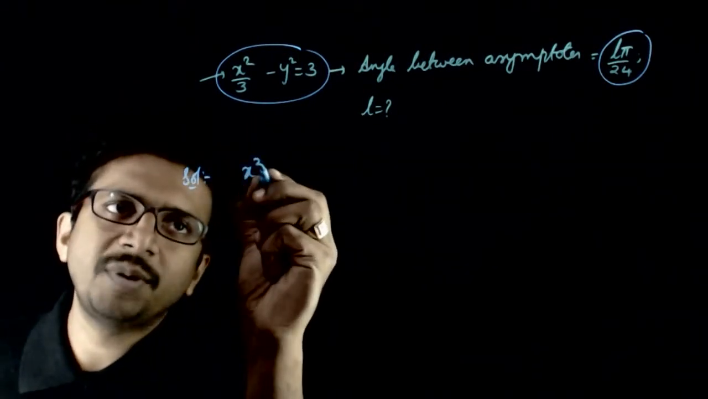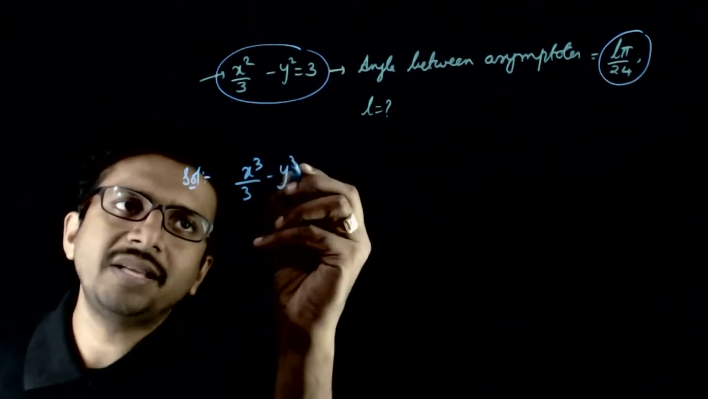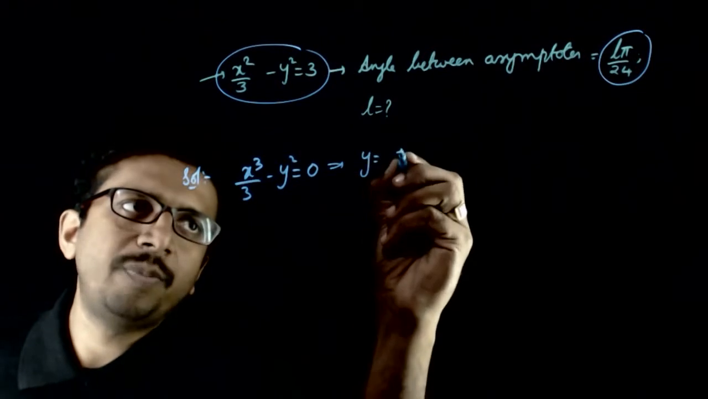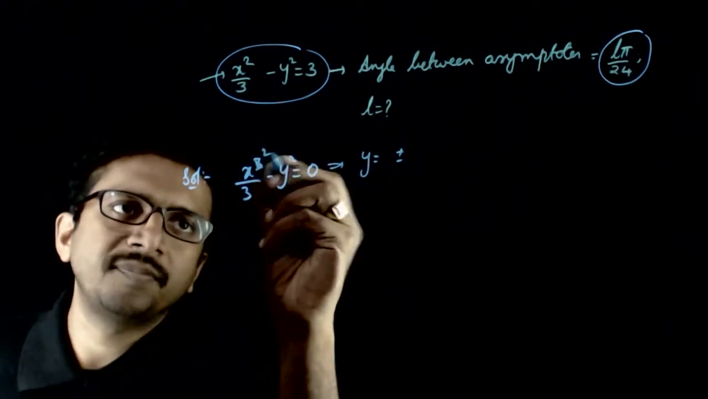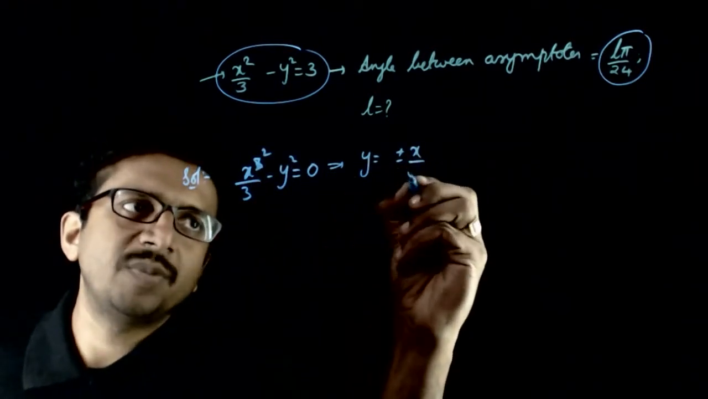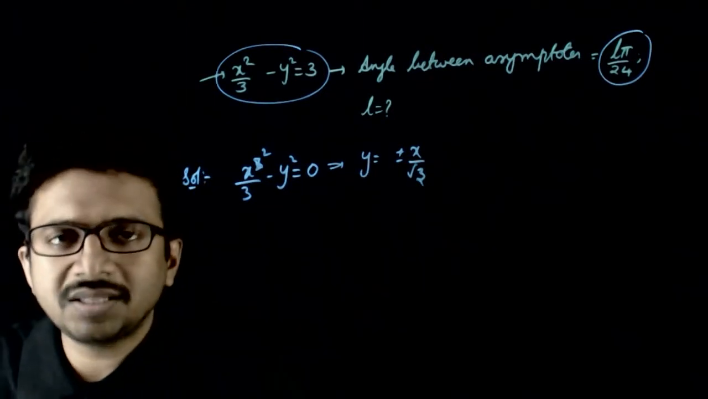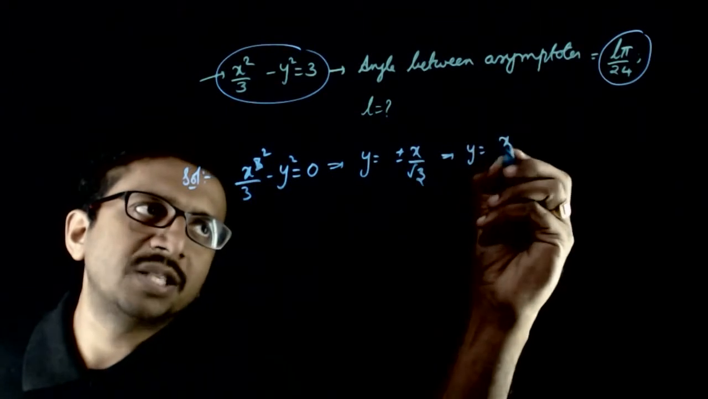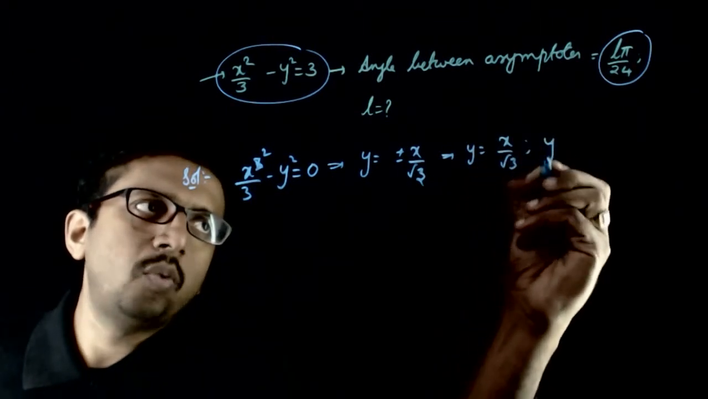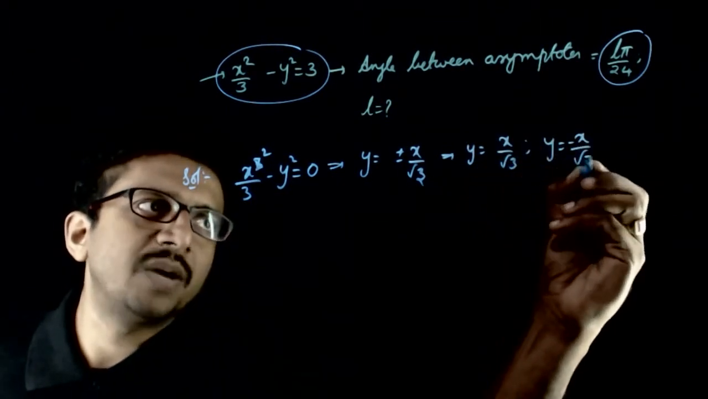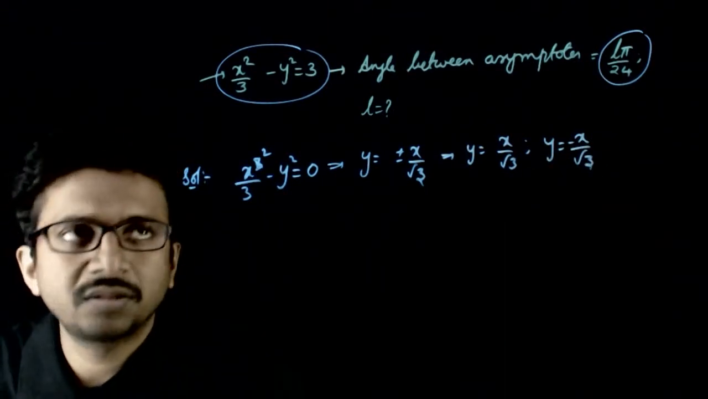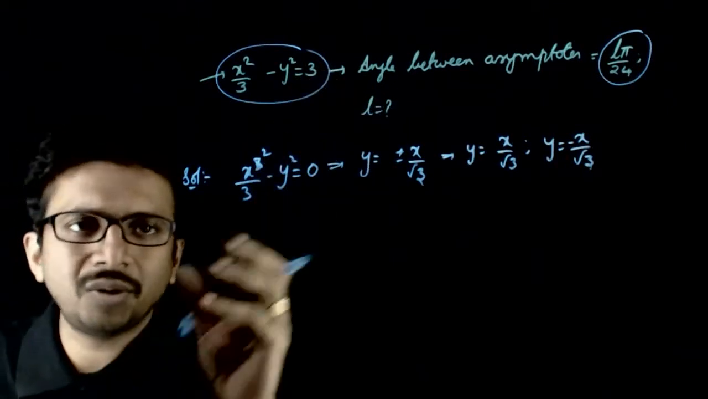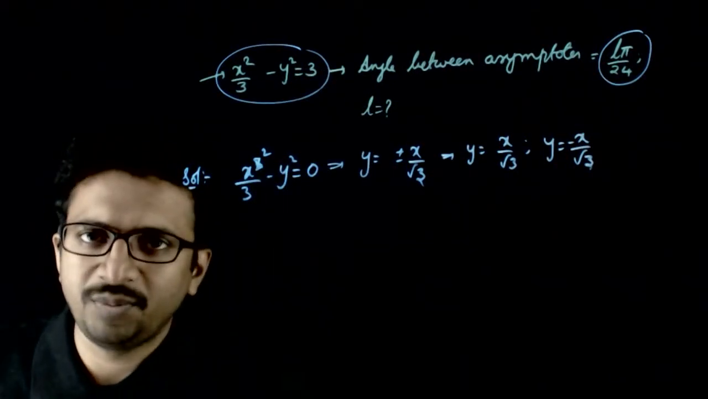The asymptotes of this hyperbola come from x square by 3 minus y square is equal to 0. That means y is equal to plus or minus x by root 3. These are the two asymptotes: y is equal to x by root 3 and y is equal to minus x by root 3. If you have x square minus y square is equal to some constant, and you take the constant as 0, that will be the asymptotes of the hyperbola.